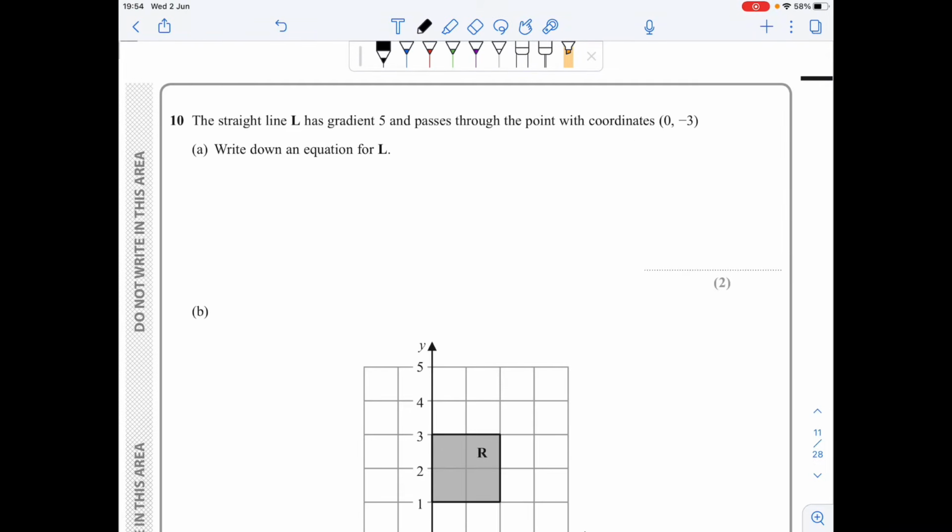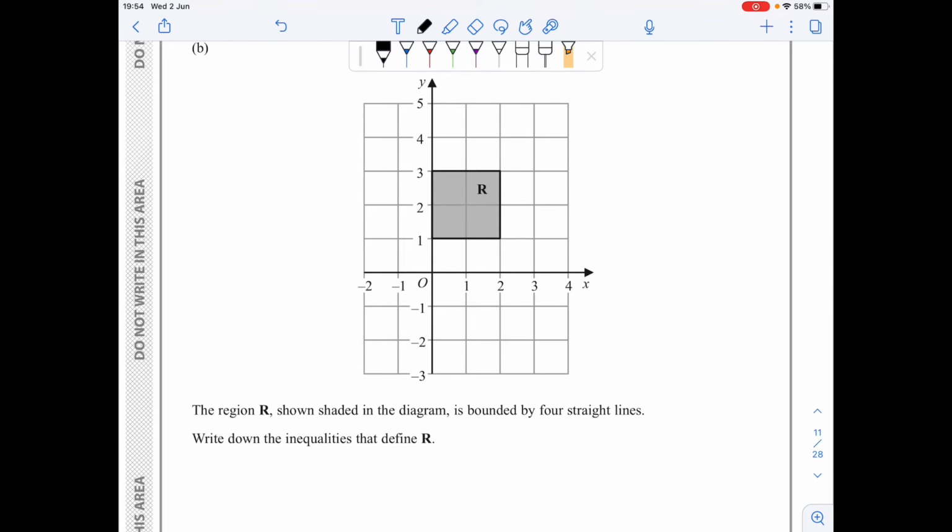For question 10, note that I'm given the gradient, which is equal to 5. I'm also given the y-intercept, which is equal to minus 3. So the equation would be y equals 5x minus 3.